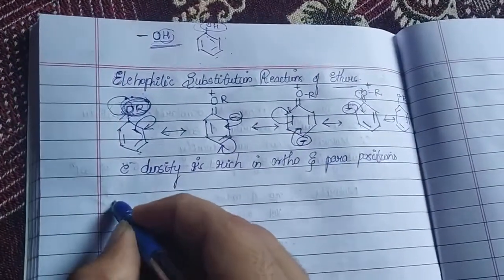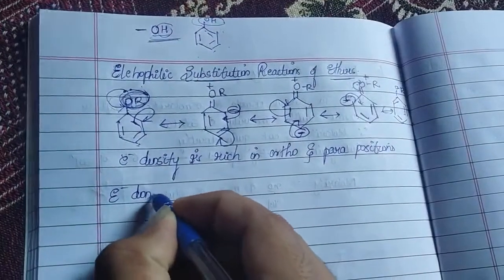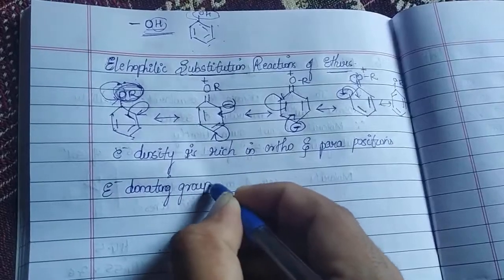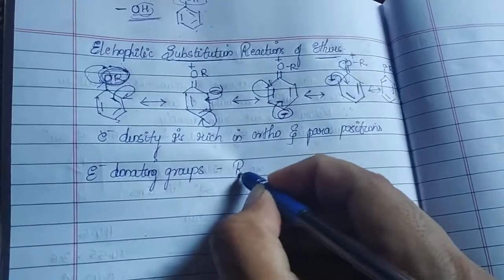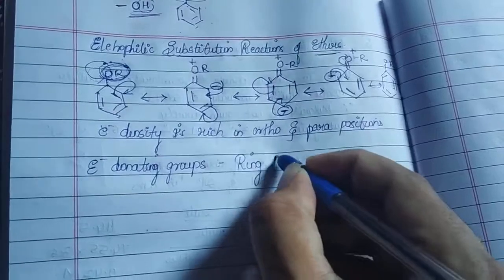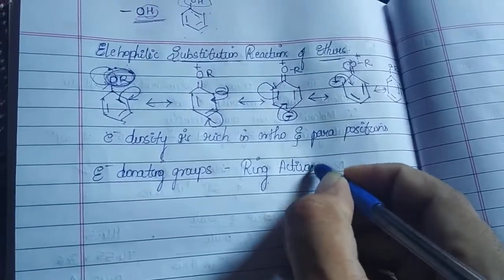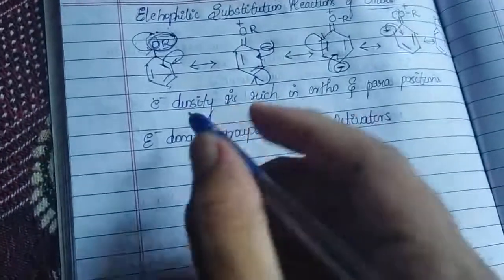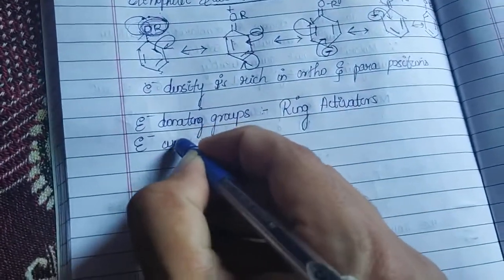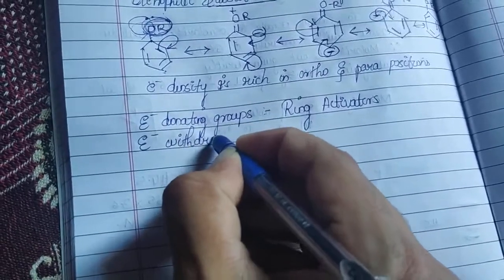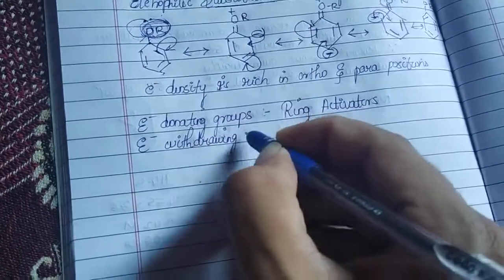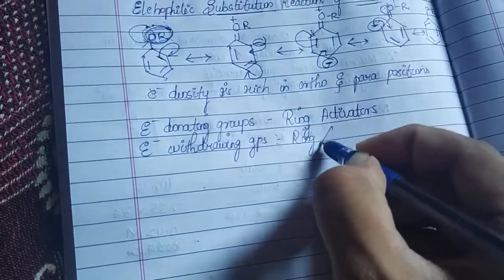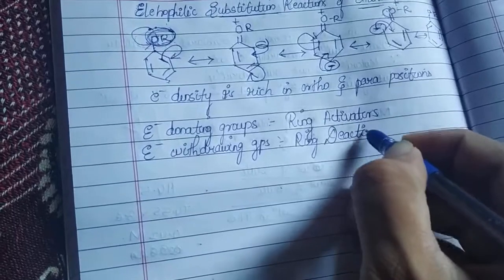So remember, whenever electron donating groups are present on the benzene ring, they are called as what? Ring activators. Why? Because you can just see they are activating the ring. But whenever electron withdrawing groups are present, what do you say? Ring deactivators. Ring deactivators.